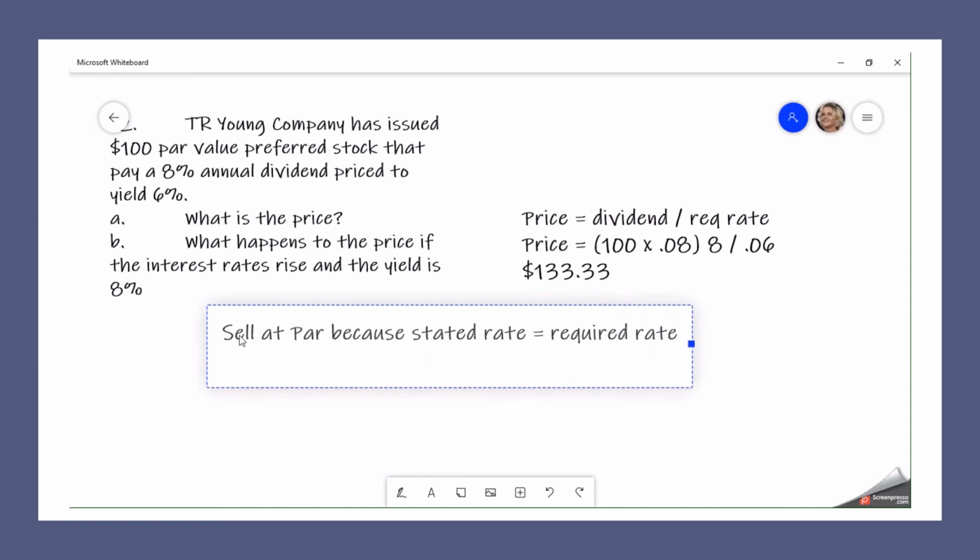But I'll show you mathematically. So if we know up above it's the $8 is what it's paying, the $100 times the 0.08, and then if we divide that by our new required rate of return of 8%, then you can see mathematically it's $100. But it always goes back to say what is it paying compared to what the market rate is. So if it's paying what the market rate is, it'll sell for par.